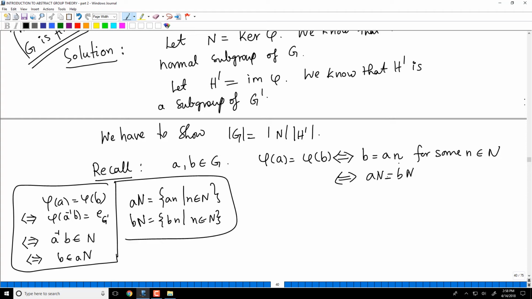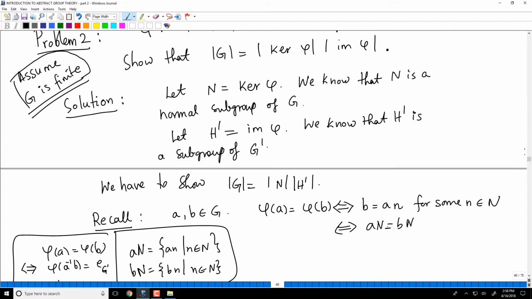Remember that if B is equal to A n, then B is an element of AN, and B is an element of BN, because you can take small n to be the identity element. So B is certainly in BN. So AN and BN have a common element, namely B. Hence they must be equal cosets. Remember, two left cosets are either identical or they have nothing in common. So we will use this to solve the problem. Now let's recall the problem. We are trying to show that cardinality of G, namely the order of G, is equal to order of N times order of H prime.